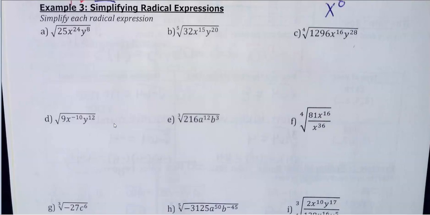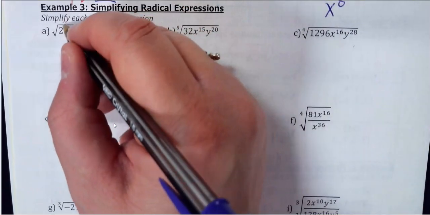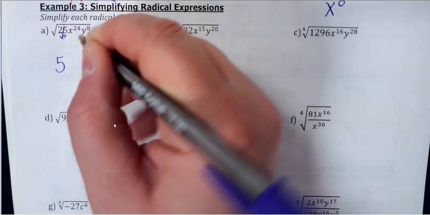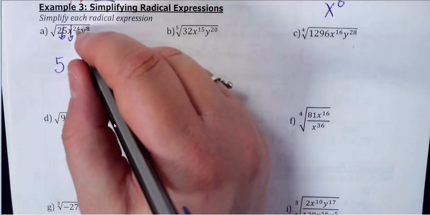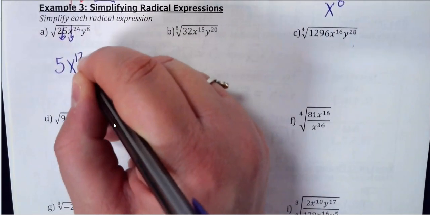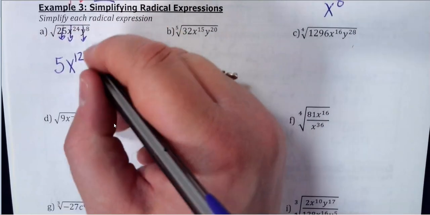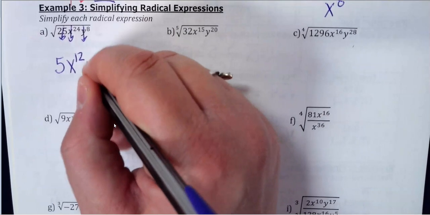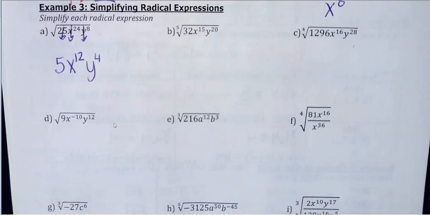So if I do, for example, the first one, then I'll have you guys help me with the rest. So this is a square root. The square root of 25 would come out as 5. X to the 24th, you just divide the exponent by the root, so 24 divided by 2 is 12. Same thing for the y, exponent divided by the root, 8 divided by 2 is 4. So that would end up being 5x to the 12th, y to the 4th to simplify that. We're just removing any perfect squares. Everything should be perfect today.